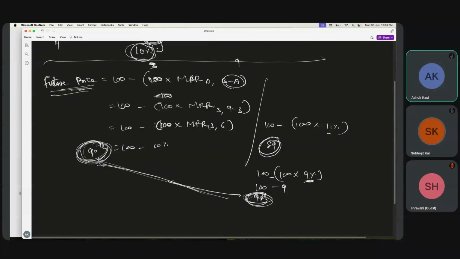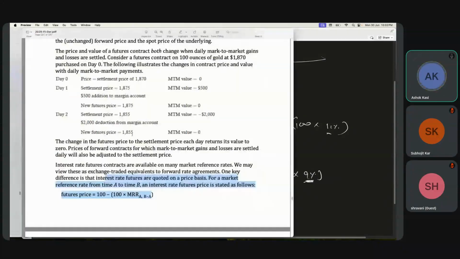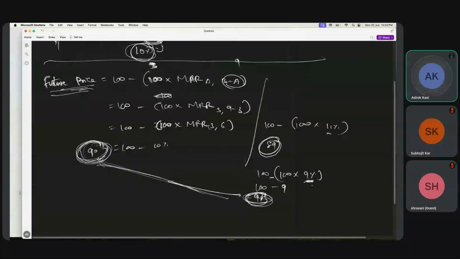Let's note it down. Yeah, this is okay. Noted down.